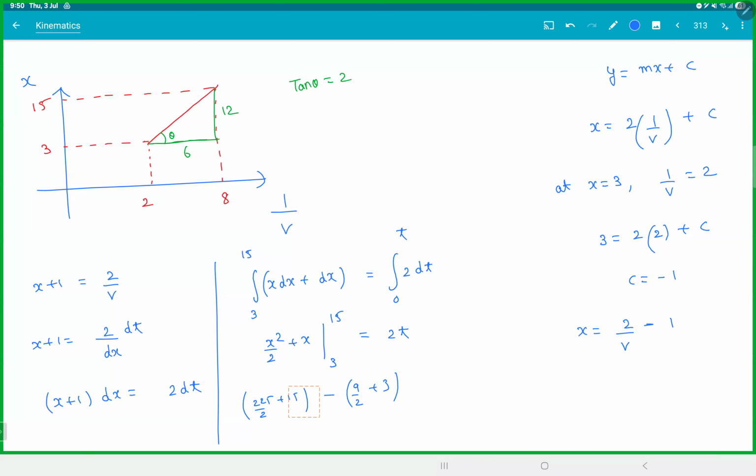Okay, let me look again. Let's put the limits again. Put 15 here: 225 by 2 plus 15. Then put 3 there: that will be 9 by 2 plus 3. 225 minus 9 is how much? 216. Yeah, 216 by 2 is 108. That is plus 12, no? Right? What am I doing? I'm subtracting: 108 minus 12. This will be 120. T is 60 seconds. This is brute force. I just found the equation, I integrated. If this comes in the exam, this is what I will do.